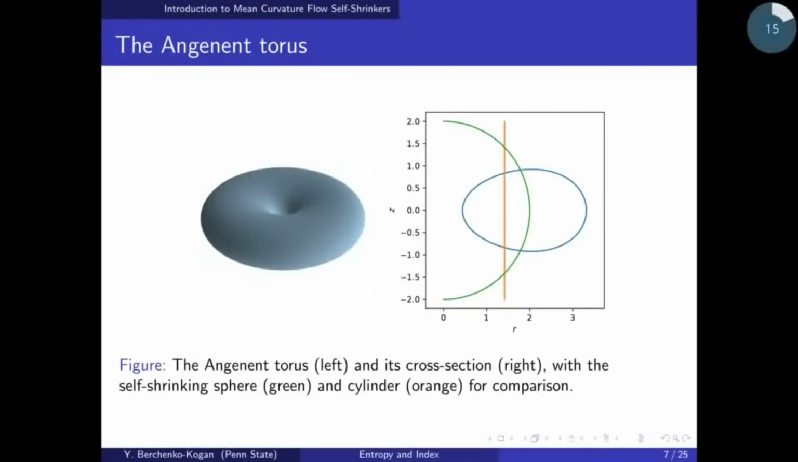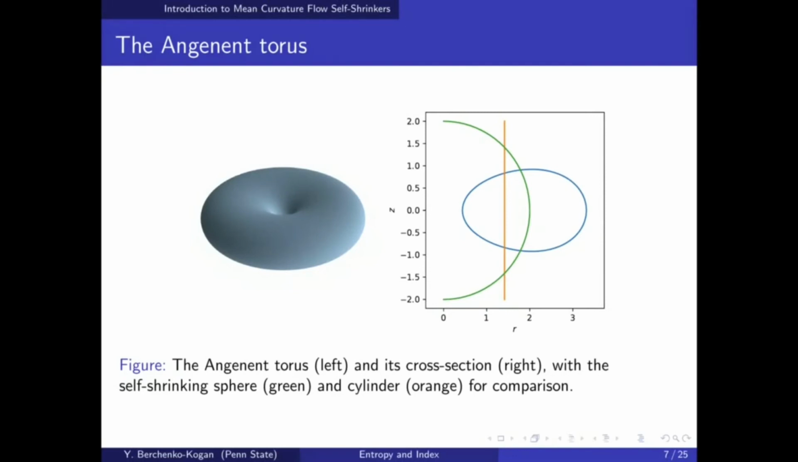And so let me talk a little bit more about the Angenent torus, which is in some sense the simplest non-trivial example of a self-shrinker. So I have on the left the Angenent torus itself, and on the right I have its cross-section in blue. Next to it we also have a green curve, which if we revolve around the z-axis will get us the round sphere. And we have the orange curve, which if we revolve around the z-axis will give us a cylinder. So this plot on the right is illustrating three cross-sections of three self-shrinkers, and these have all been normalized so that they disappear to the origin after 1 unit of time.